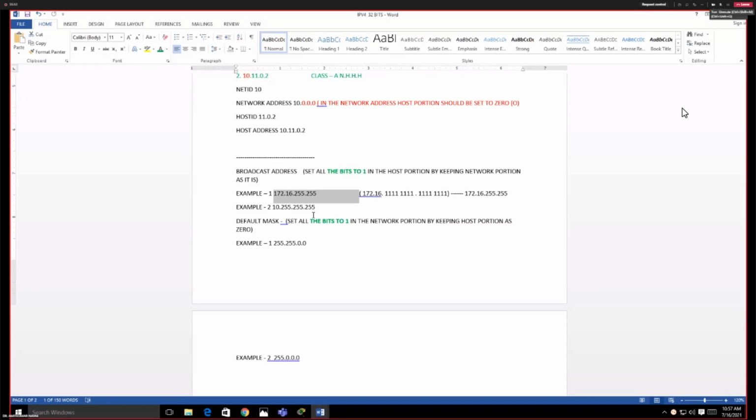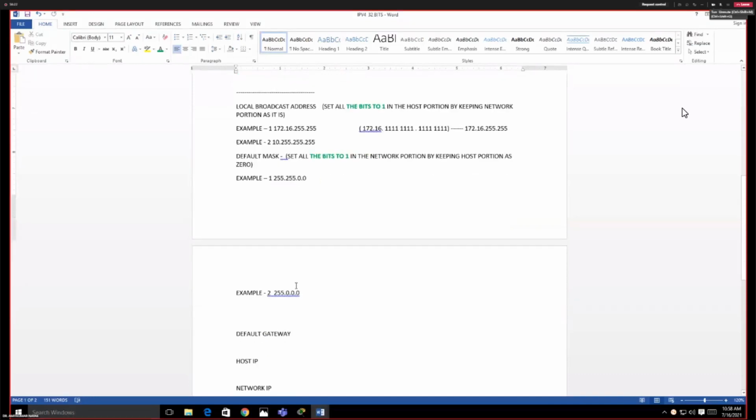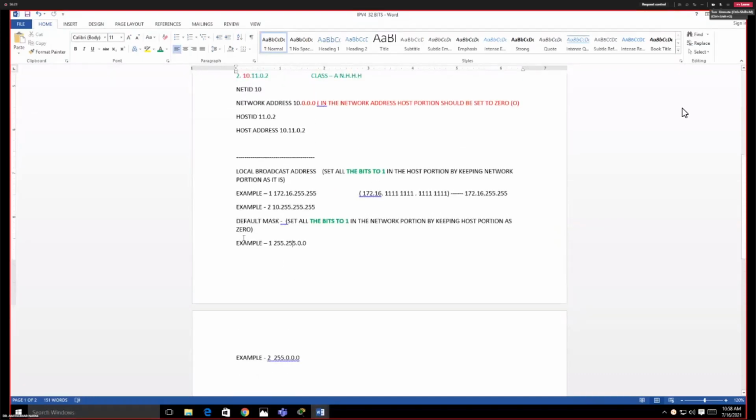Broadcast addresses are of 2 types. One is local broadcast and the second is global broadcast. Local broadcast means broadcast within the LAN, and global broadcast means broadcast within the internet. So this is local broadcast, broadcast within the LAN. Are you getting broadcast address and default mask, yes or no? Yes, sir.